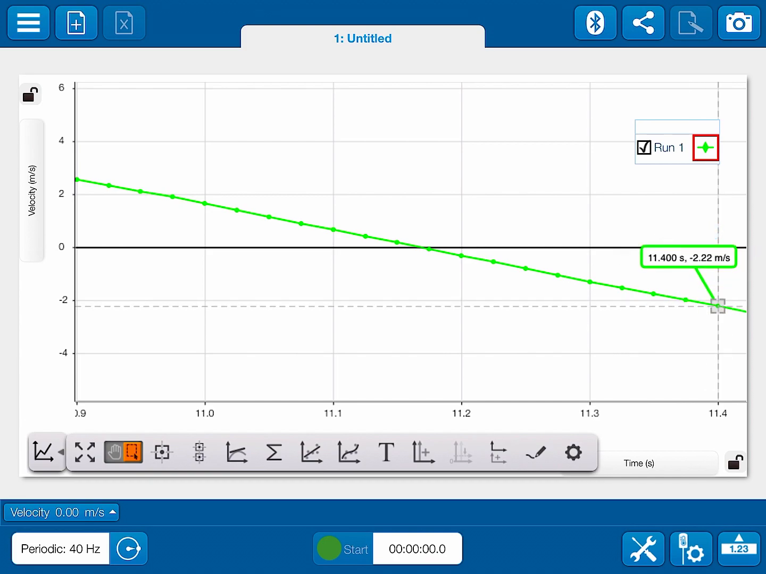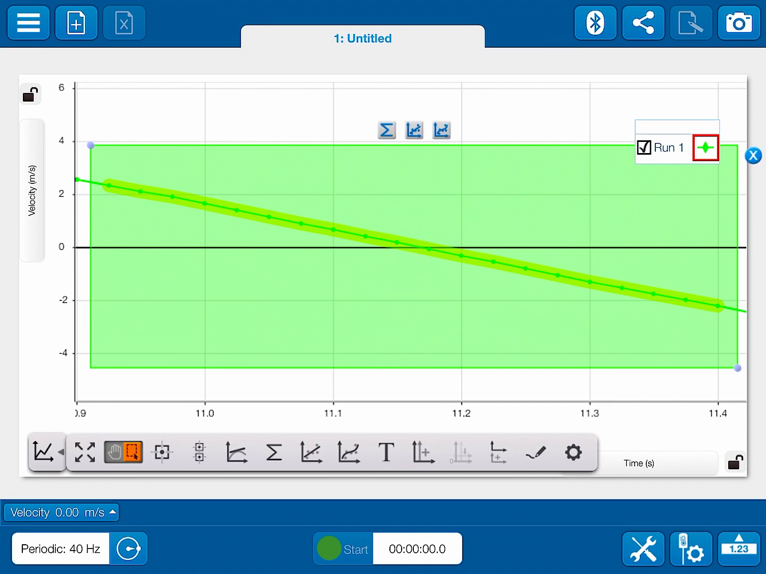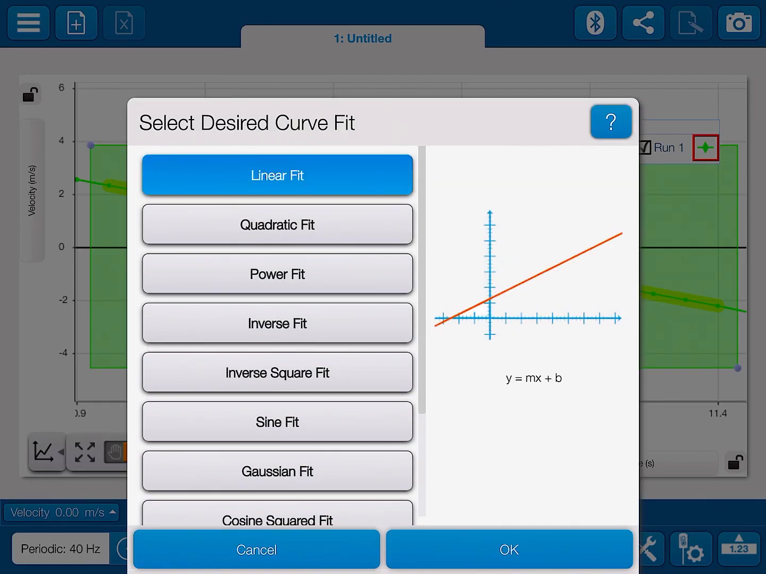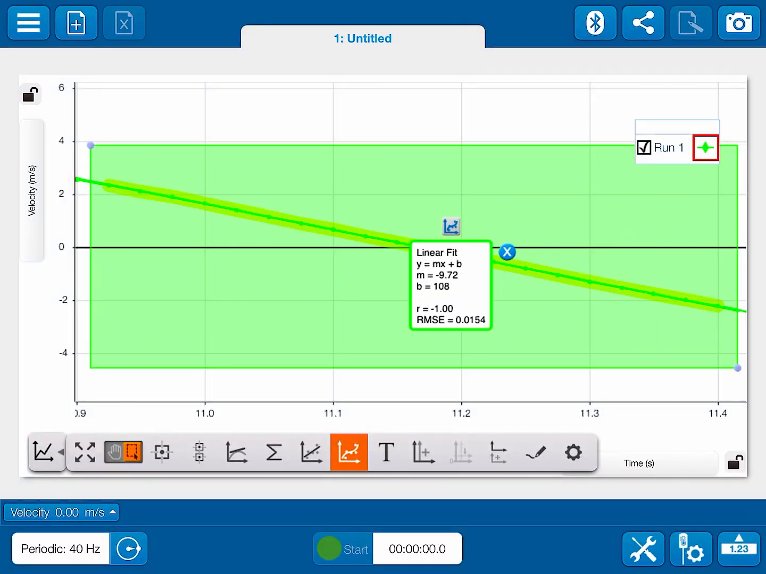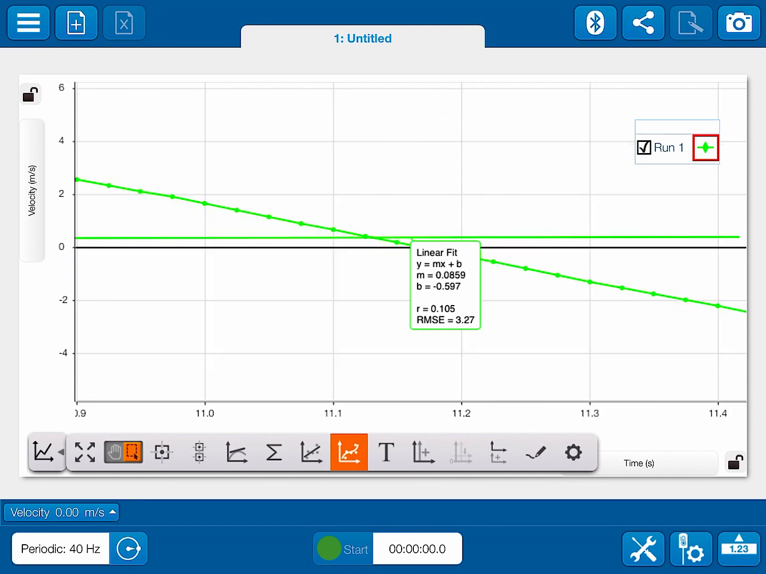But I want to show you, if we were to calculate the slope, which should represent the acceleration of the ball, the slope here is negative 9.72 meters per second squared, which hopefully you realize is very close to negative 9.8 meters per second squared. There is air in the classroom, so there's a little bit of air resistance.